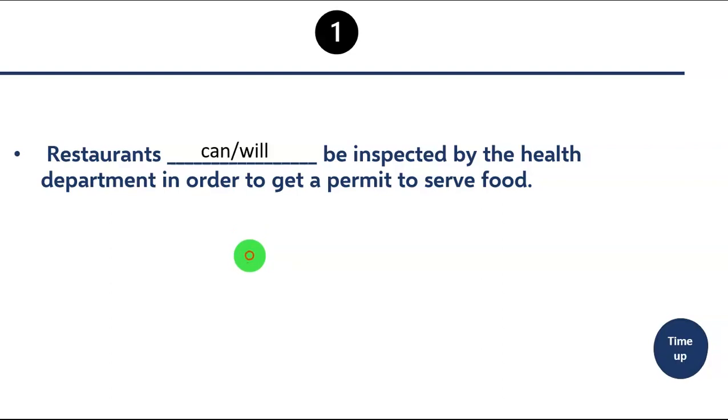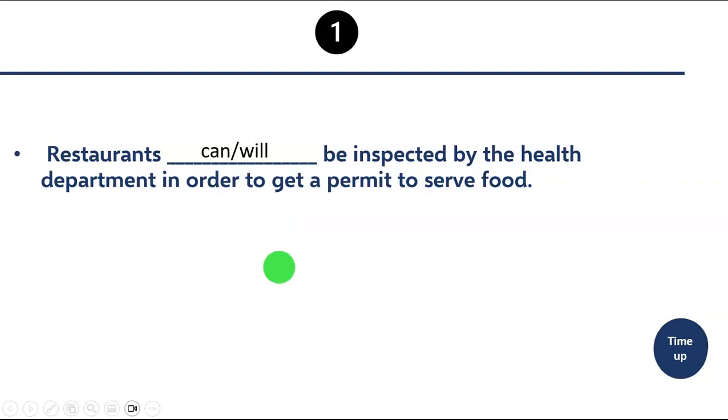Alright, time is up. The correct answer is restaurants can or restaurants will. Restaurants can be inspected by the health department in order to get a permit to serve food. When you use can, it means that the possibility is less. But when you say restaurants will be inspected, it means that the possibility is high. So you can use can and you can use will, only the intensity of the modal verb will be different.